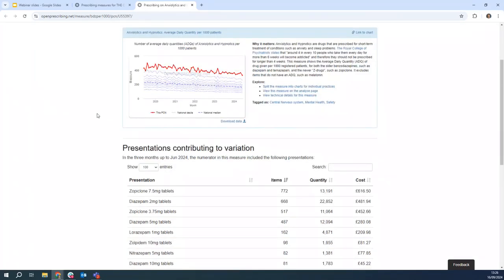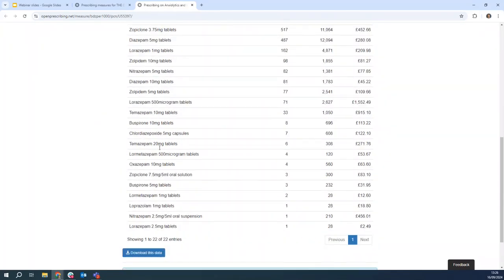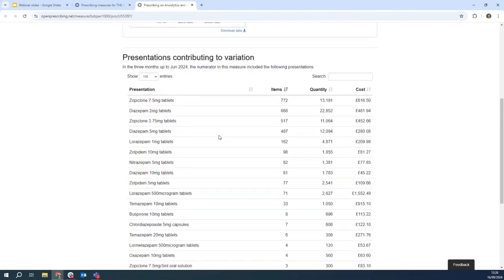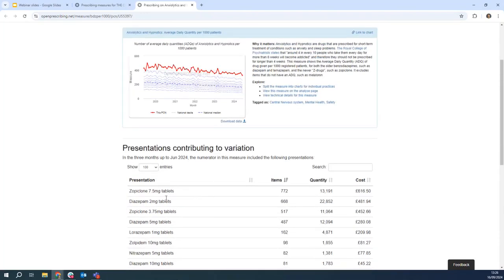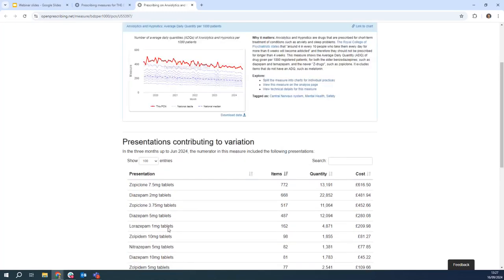Sometimes you might find something weird, unusual. Often if you scroll down to the bottom and have a look for ones where there's low prescriptions, things like liquid oral solutions, lormetazepam. So there's a little more information there that you could have a look at and say, oh, that's unusual, that's unexpected, things like chlordiazepoxide. So you can have a look there and see what drugs are contributing to this being high.